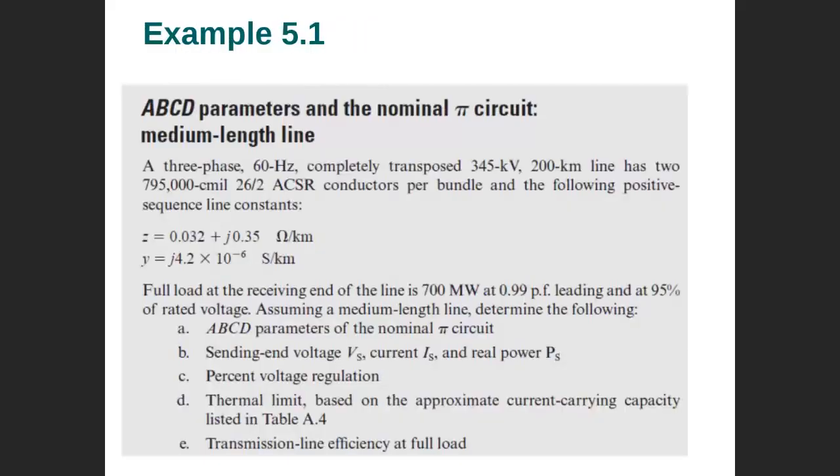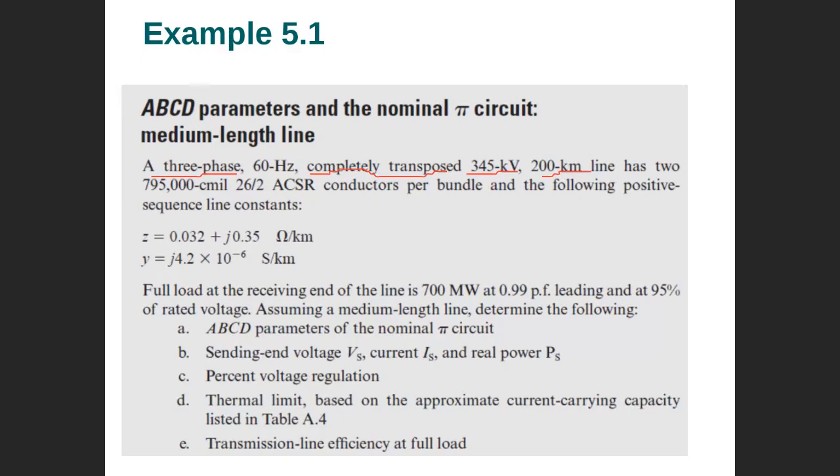So the terminology, what you read here, you will be familiar with this. A three-phase, completely transposed line, so you're already familiar now, means that every phase will carry the same current. So completely transposed means balanced. Another word is balanced. 345 kV means this is the rating of the transmission line. 200 kilometers, of course, is the length of the transmission line.